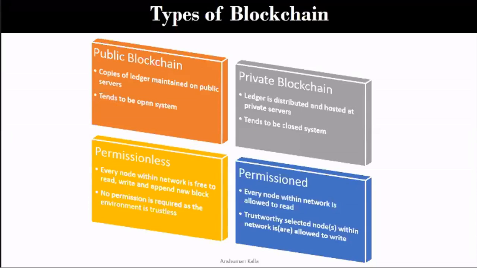Here there is no permission needed to join the system, whereas in a permissioned blockchain, every node within the network is allowed, of course, to read, but the write operation is restricted, right? So only the trustworthy selected nodes within the network are allowed to create new content and to append new blocks.